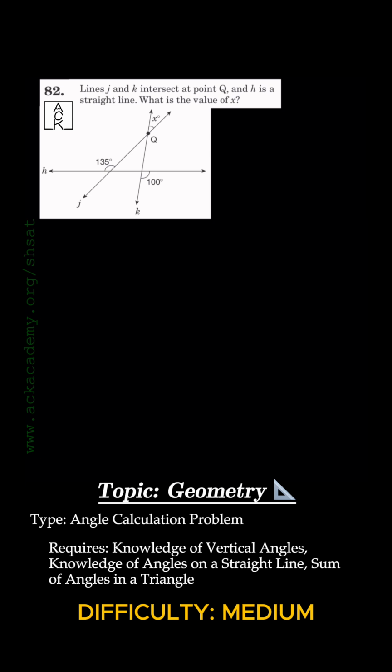Okay, so lines J and K intersect at point Q. Line J and K intersect at point Q, so they are intersecting here. And H is a straight line. H is a straight line. What is the value of X? Alright, so what is the value of that?